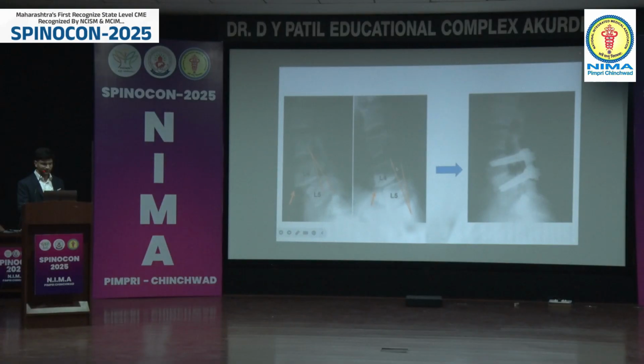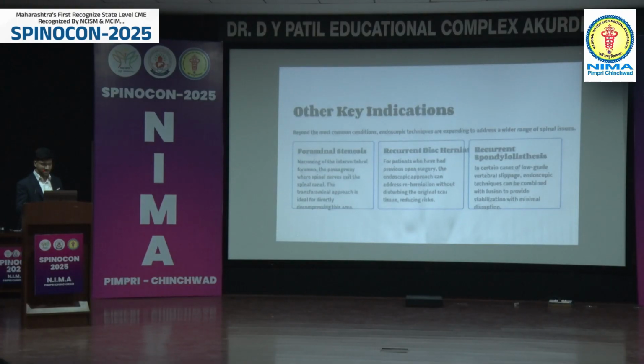The third condition which can be treated endoscopically is spondylolisthesis. Listhesis is basically slippage of one vertebra over another. You see there is a spondylolisthesis at the L4, L5 level in this picture. In this, the discectomy is done endoscopically, and then the screws are placed percutaneously. Other indications where endoscopic surgery plays a key role are foraminal stenosis, recurrent disc herniation, and recurrent spondylolisthesis.